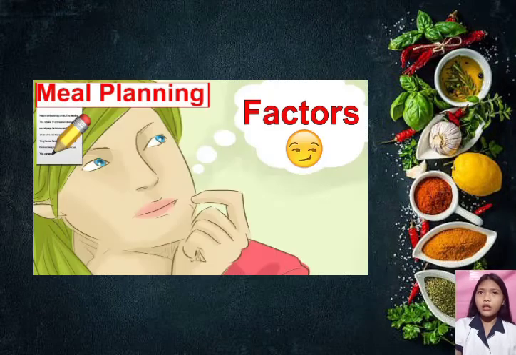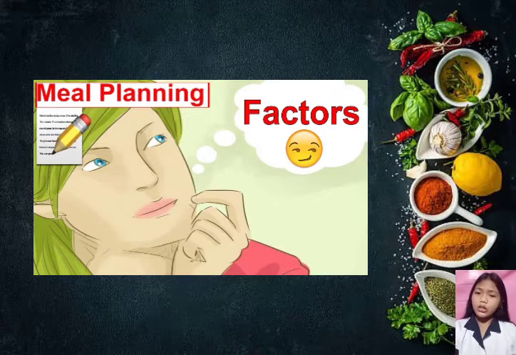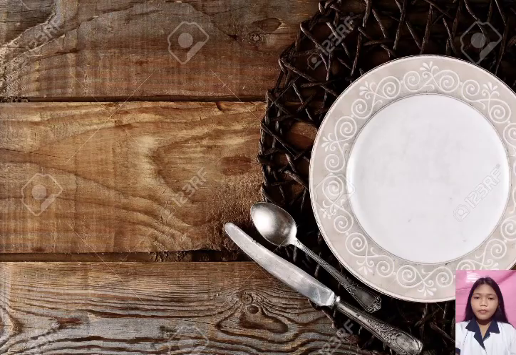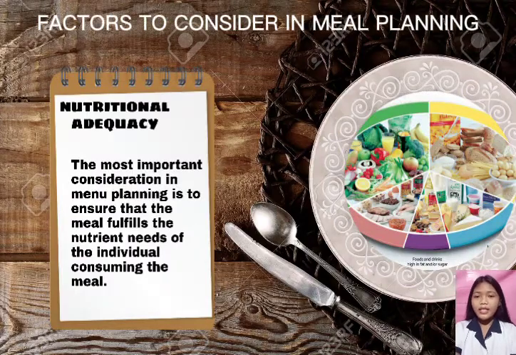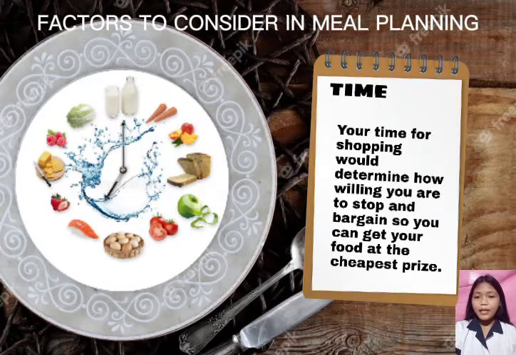So what are the factors to consider in meal planning? First is nutritional adequacy. This is the most important consideration in menu planning to ensure that the meal fulfills the nutrient needs of the individual consuming the meal. Next is time. Your time for shopping would determine how willing you are to stop and bargain so you can get your food at the cheapest price.